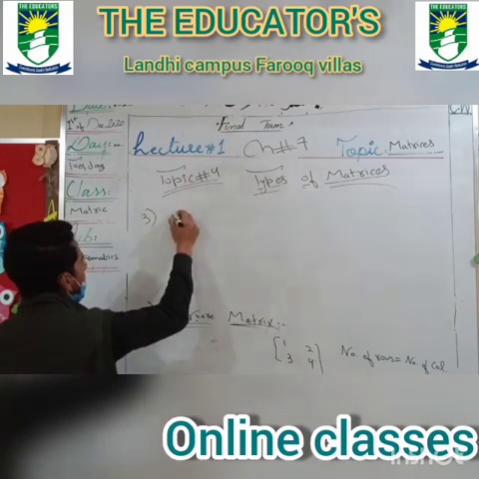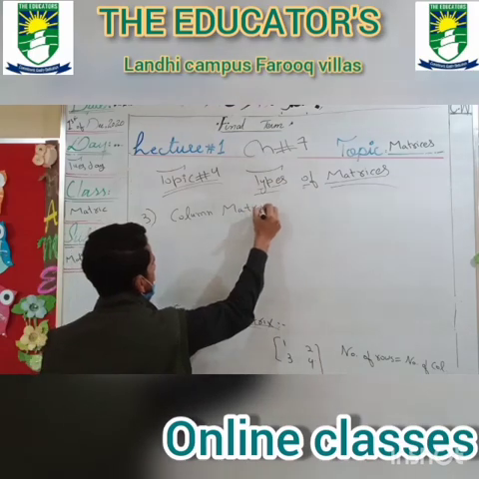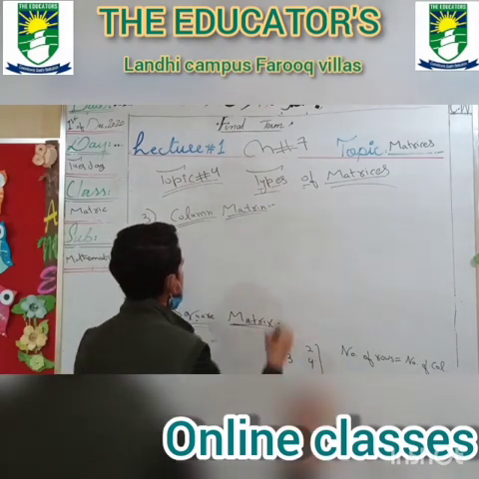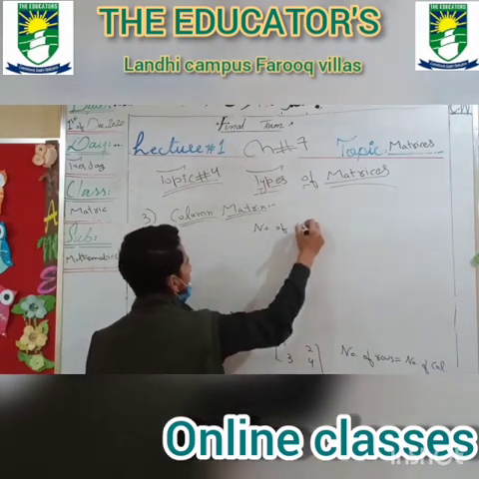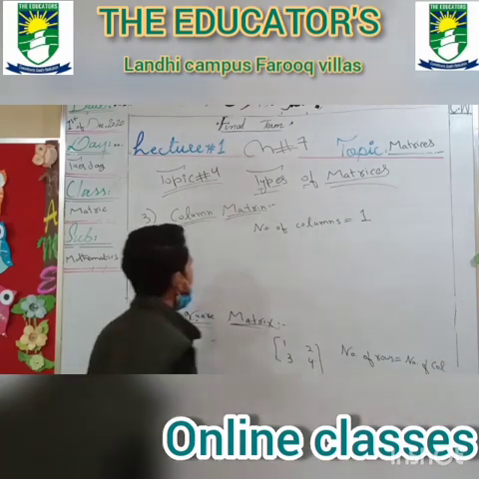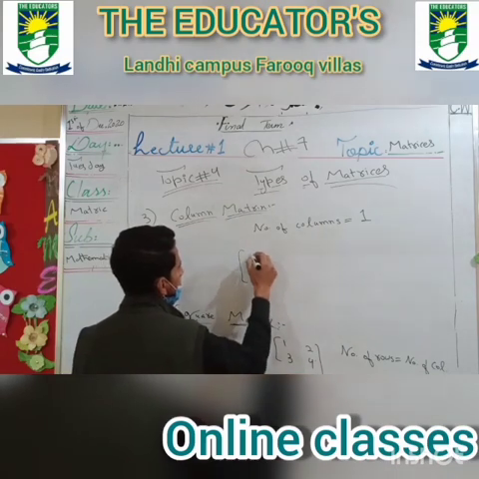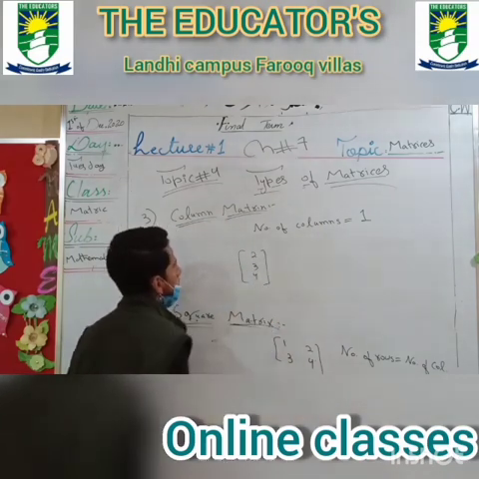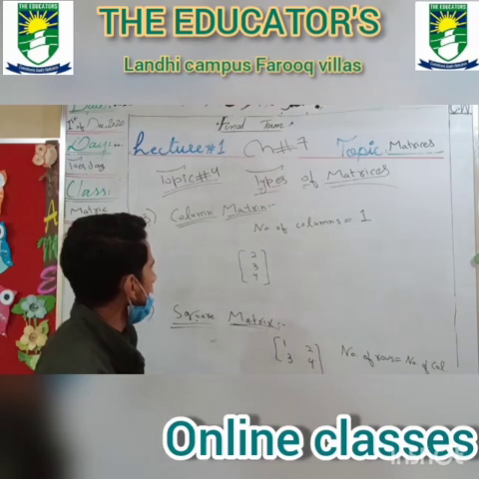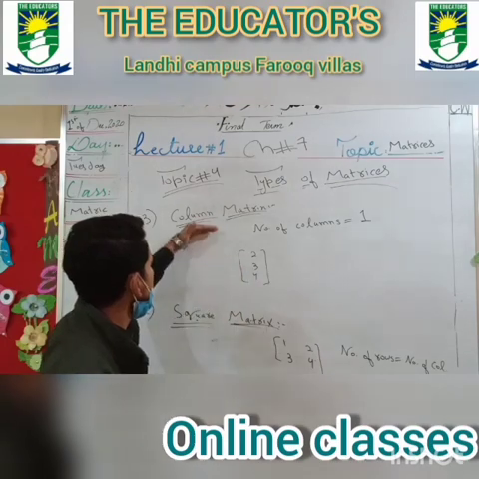Now we have the column matrix. The condition for a column matrix is that the number of columns must be equal to 1. So I'm writing a matrix that contains a single column, and that is a column matrix. Why? Because it simply contains one column. It doesn't matter how many rows there are, as long as it contains only one column, it will be termed a column matrix.